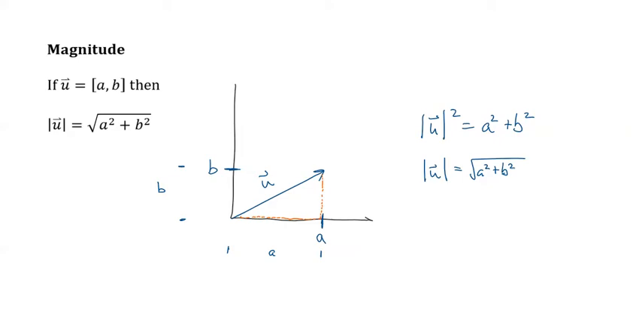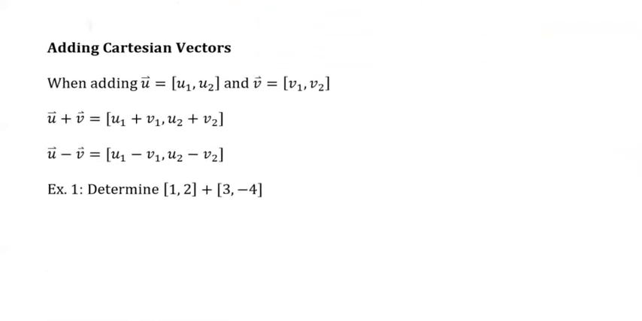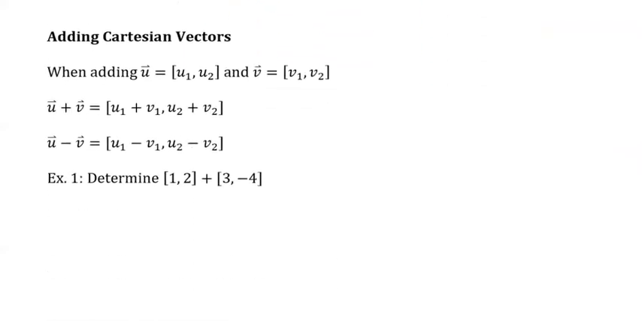Okay. What about adding Cartesian vectors? Well, it's intuitive. So that's easy. If vector u is (u1, u2) and vector v is (v1, v2), then vector u plus vector v is u1 plus v1. That's your x component, your horizontal component. And u2 plus v2 is your vertical component. And vector u minus vector v is just u1 minus v1, u2 minus v2.